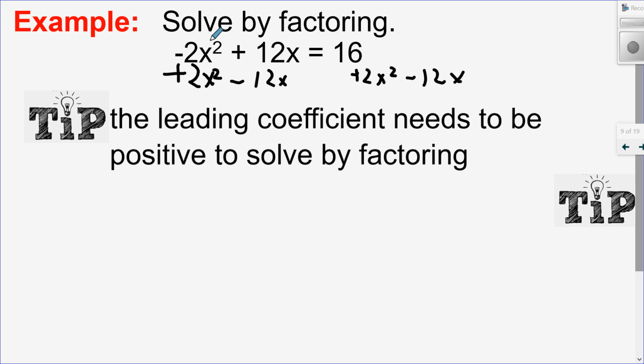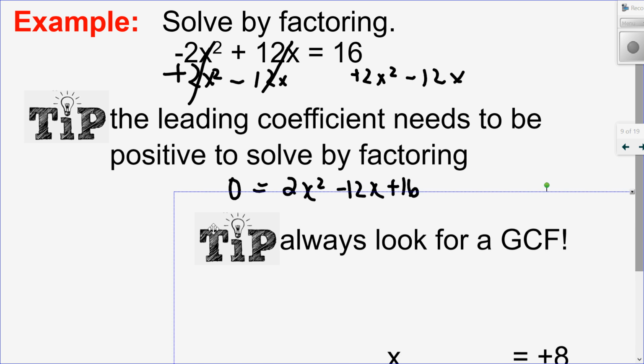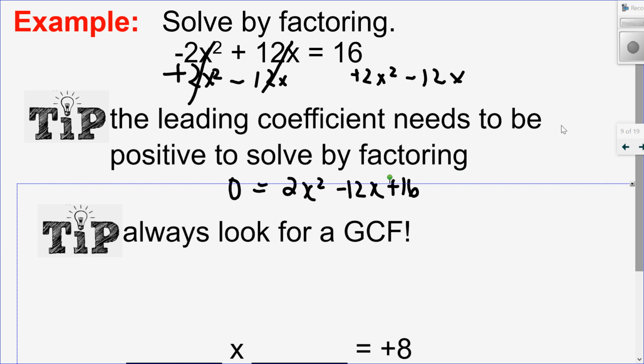So here, a positive and negative cancels. Positive and negative cancels. I'm left with 0 equals 2x squared minus 12x plus 16. Okay, so now that I have that, I'm going to follow my very first rule, which was to always look for a greatest common factor. So I see it has a greatest common factor of 2.